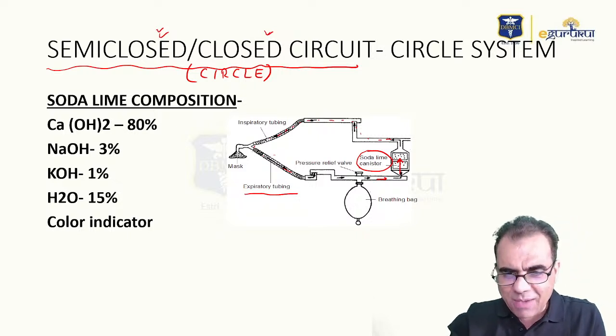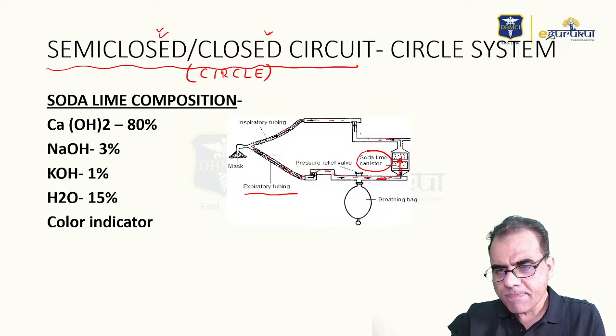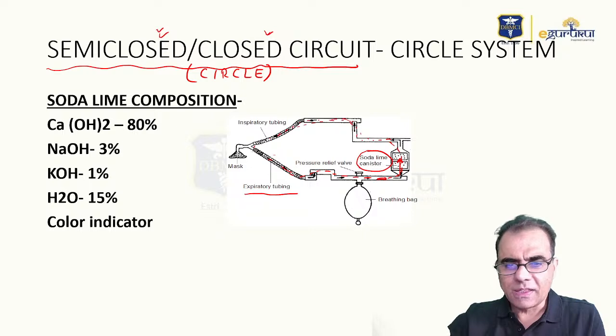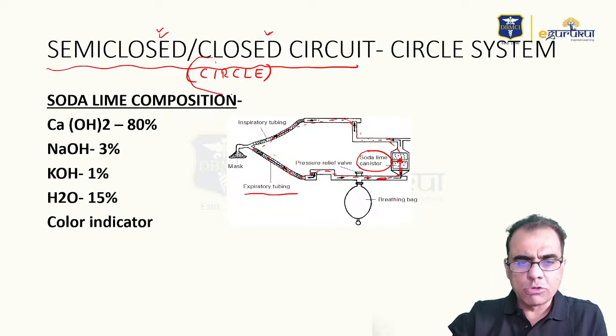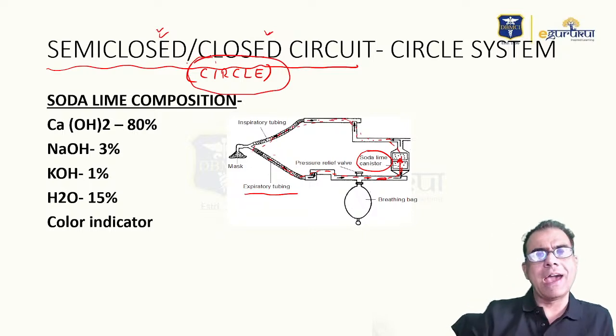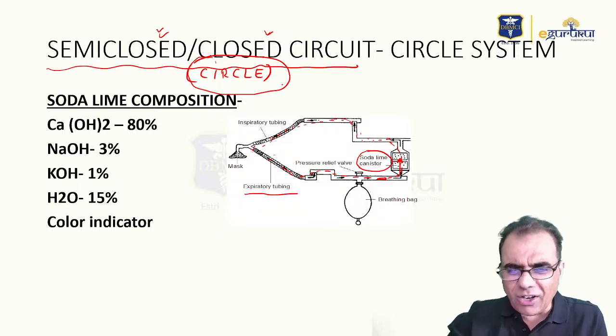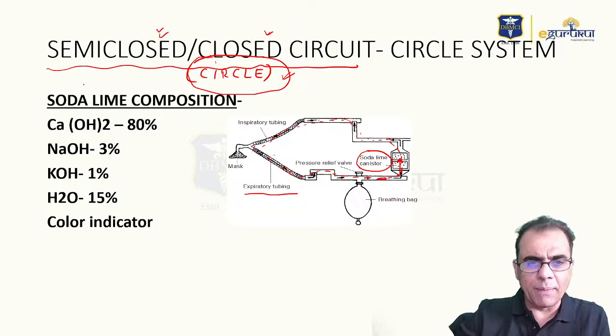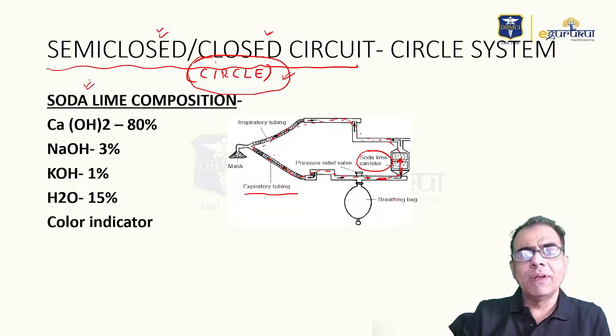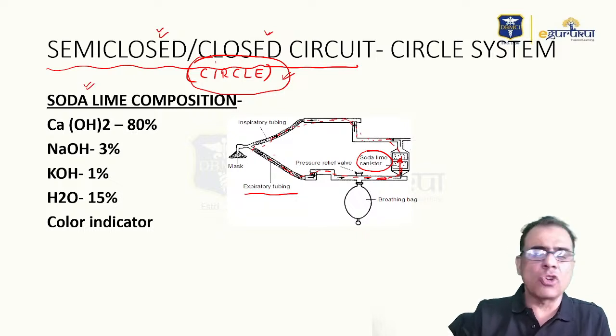And the same gases you can see are in circulation. So they are also popularly called the circle system. One of the very important components of the circle system is soda lime. And what are the important components of soda lime?